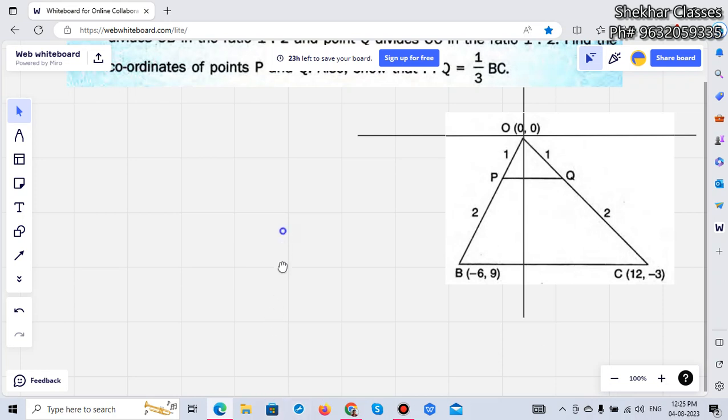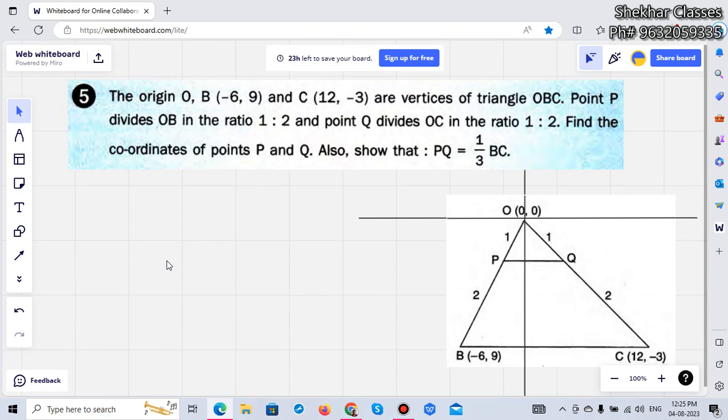All right, there's a question saying here: the origin O, B, which is (-6, 9), and C, which is (12, -3), are the vertices of a triangle OBC. So you can see in the figure that I have tried to draw, there is the x-axis, this is the y-axis, and this is the origin. So one of the vertices of the triangle is the origin here. Another vertex is this one, another vertex is this one here.